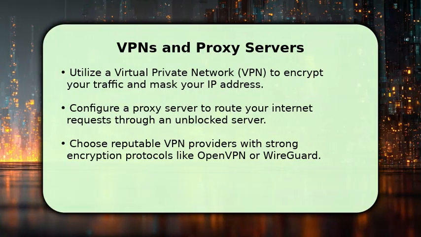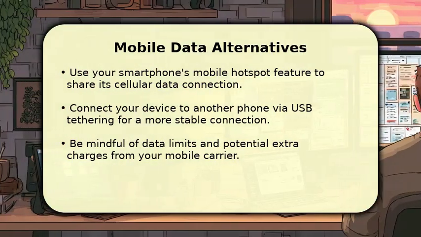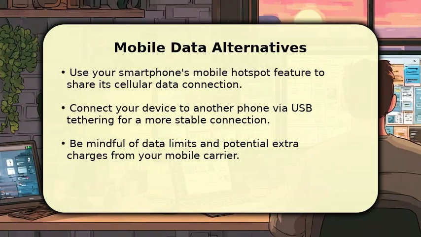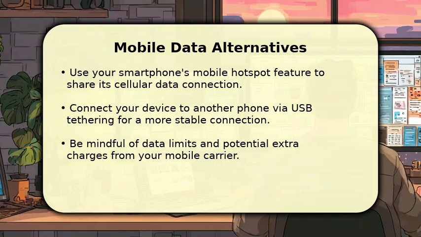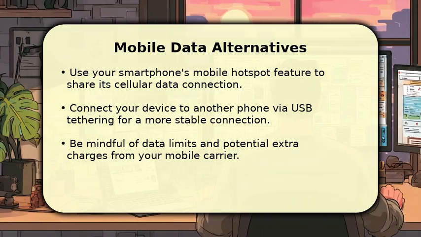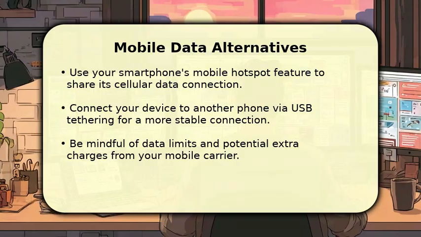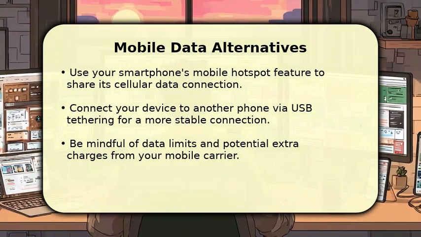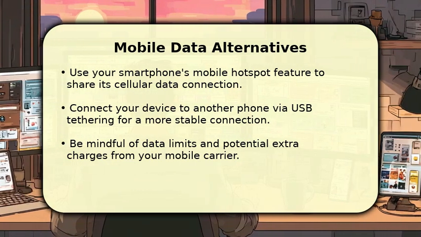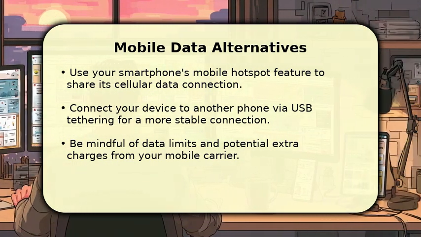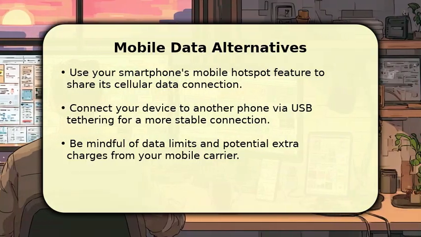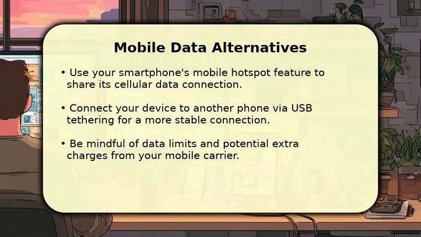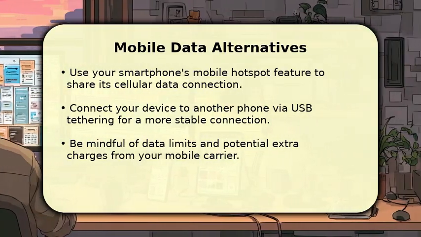When traditional Wi-Fi access is blocked, your mobile device can be a lifesaver. You can easily turn your smartphone into a mobile hotspot, sharing its cellular data connection with other devices. For a more stable and often faster connection, consider USB tethering, which directly links your phone to your computer. Remember to monitor your data usage closely, as exceeding your plan's limits could lead to unexpected charges. Most plans offer at least 5 gigabytes of hotspot data, but always check your specific carrier details.